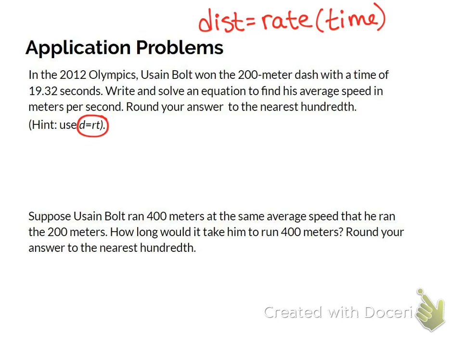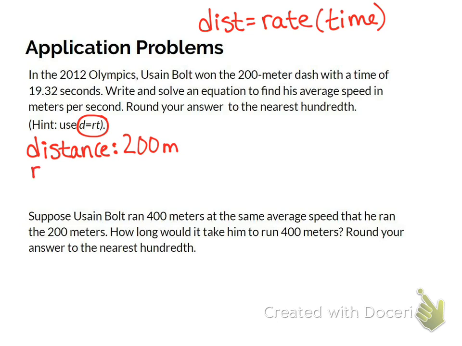All right, so when we solve this, especially when we're given a formula like distance equals rate times time, it would be useful if we knew certain things about this. Do we know the distance that he ran? Yeah. What is it? 200 meters. They told us it was a 200-meter dash. So 200 meters.